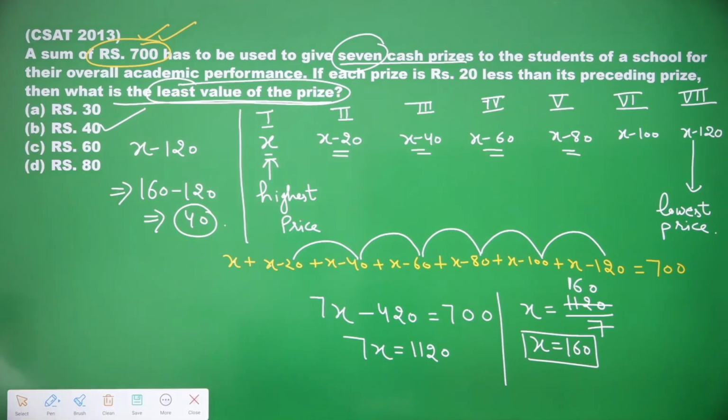What is the value of the least prize, guys? The value of the least prize is option B. Please make a note of it. Hurry up. So we can solve this question in one more way. Guys, let me discuss that as well. Just give me a second.